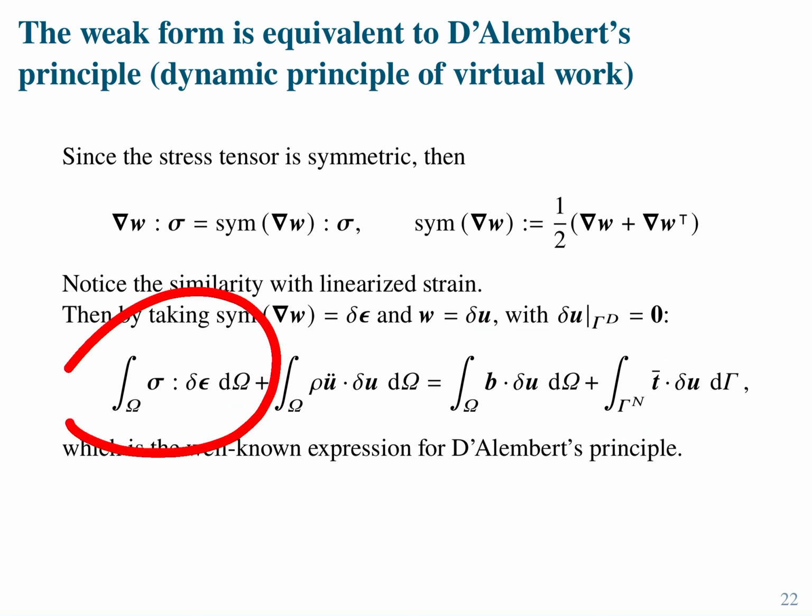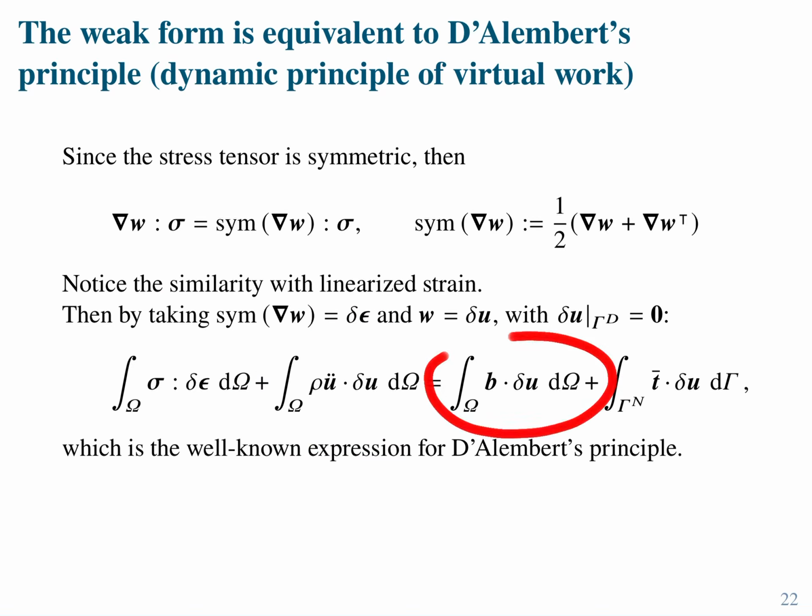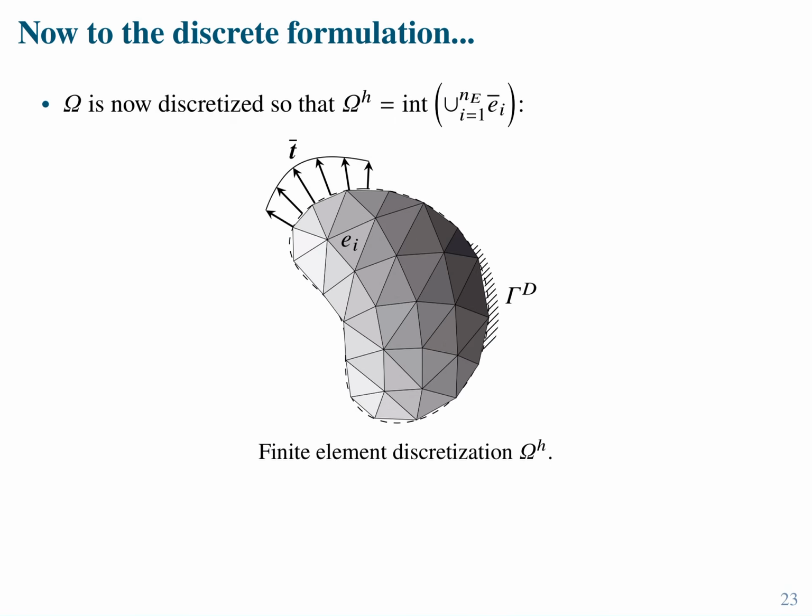So I have my internal energy right there, the stresses contracted with the virtual strain, and then I have my inertial term here, and on the right-hand side I have the effect of the body forces and the tractions on the Neumann boundary. Again, just to point out that everything we have done, starting with the method of weighted residuals to get to the variational formulation, eventually ends up being exactly the same thing as our D'Alembert's principle, okay? All right, now we move on and we discretize.